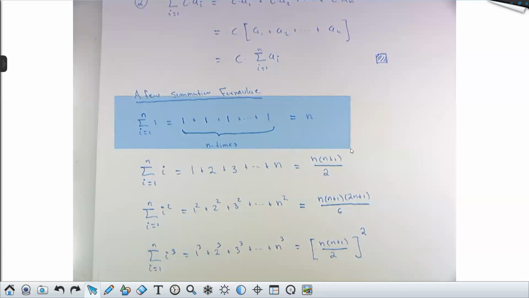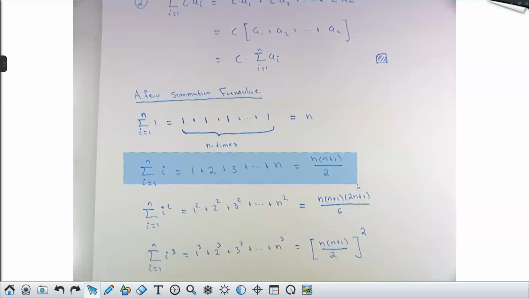The first one should be self-evident. The second one, baby Gauss proved for us. You just take the last term and the first term, and then the second to last term and the second term, and the third to last and the third. Add all of those up, they all add up to n plus 1, and there are n over 2 of them. So it's n over 2 times n plus 1, or n times n plus 1 over 2.